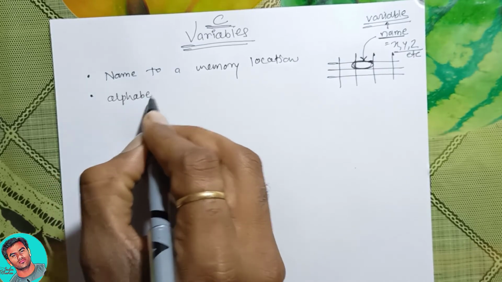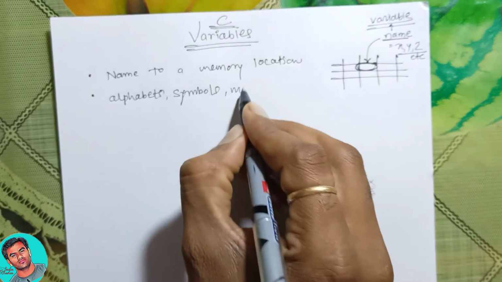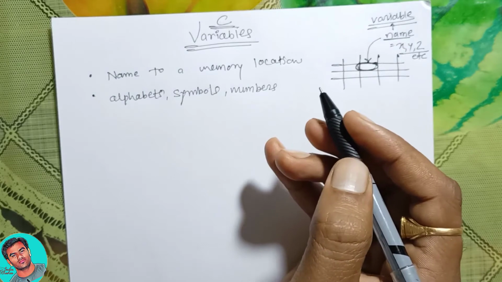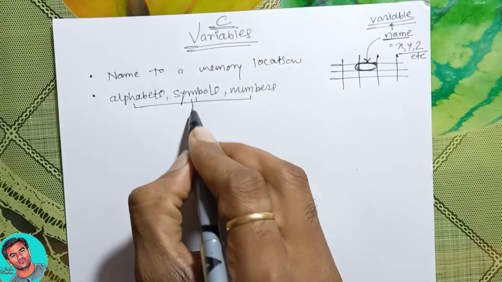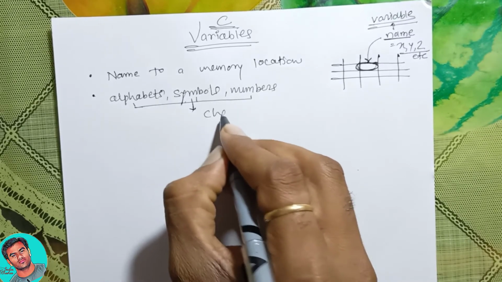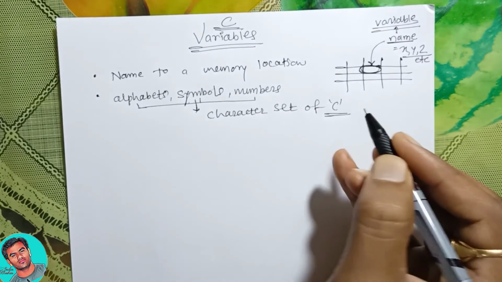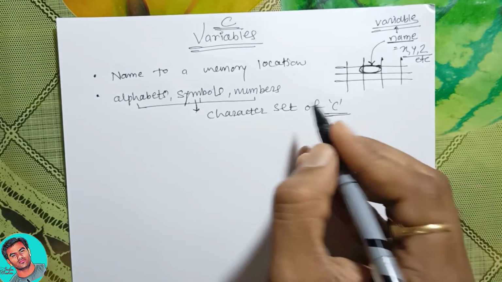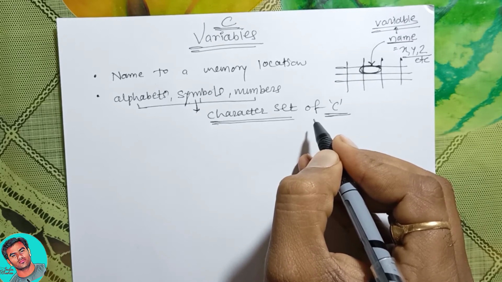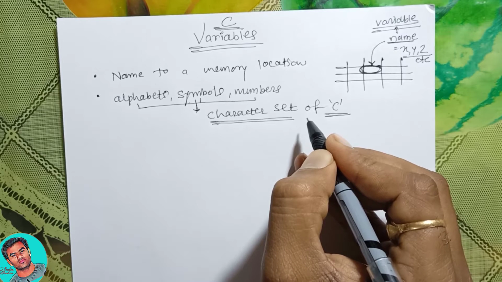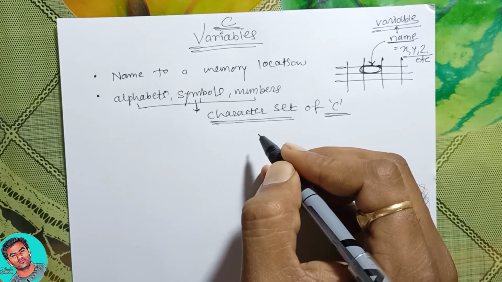an alphabet, symbols and numbers. Alphabet, symbols and numbers, the whole of this is considered to be the character set of C. We have already created a video on the character set. I am going to give you the link of that video in my description box. Please go there and watch that video, then come here and you will know the topic better.